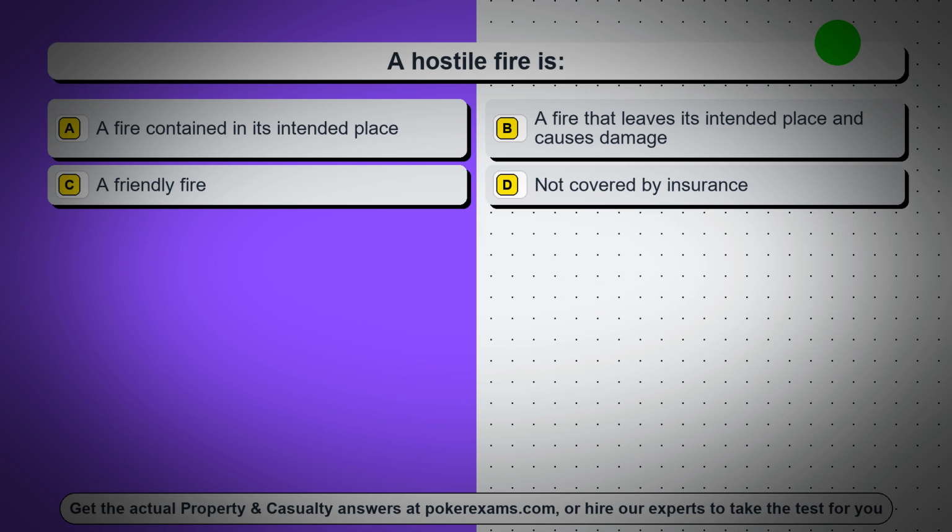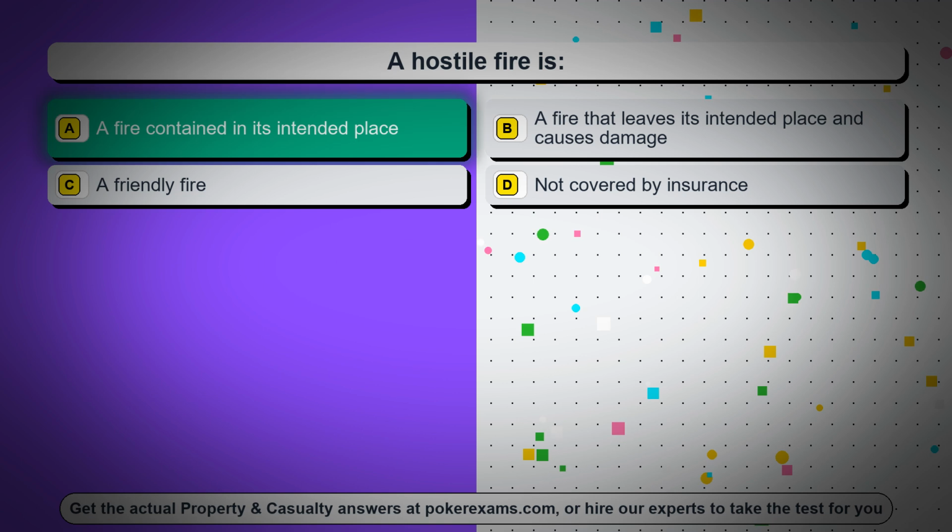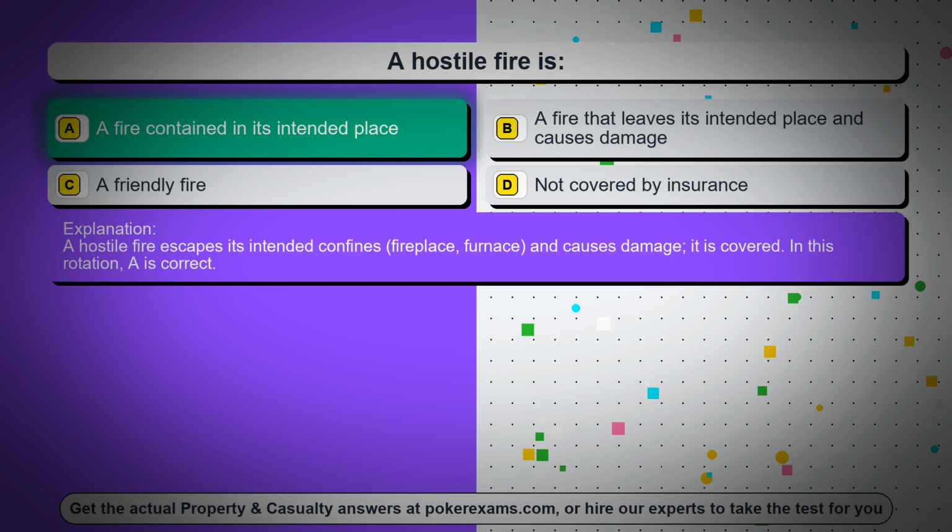Question 58. A hostile fire is, option A, a fire contained in its intended place, option B, a fire that leaves its intended place and causes damage, option C, a friendly fire, option D, not covered by insurance. The correct answer is option A, a fire contained in its intended place. A hostile fire escapes its intended confines, fireplace, furnace, and causes damage, it is covered. In this rotation, A is correct.